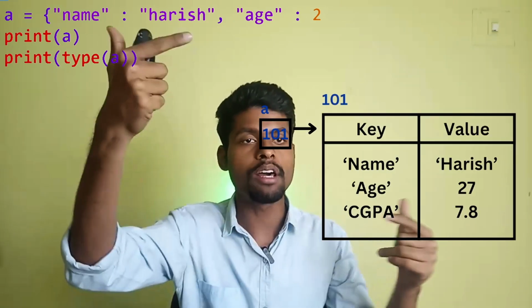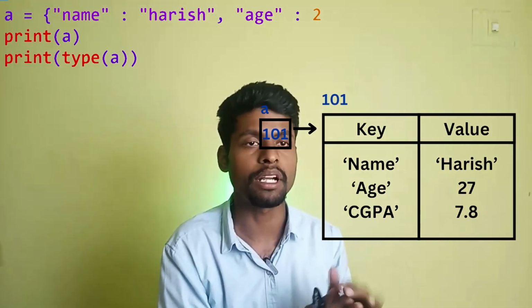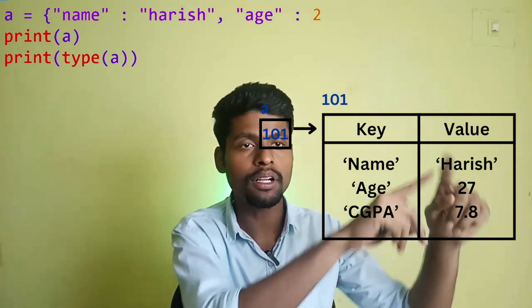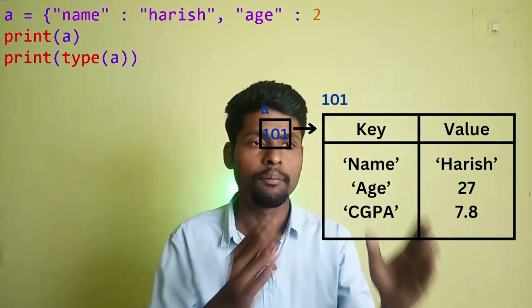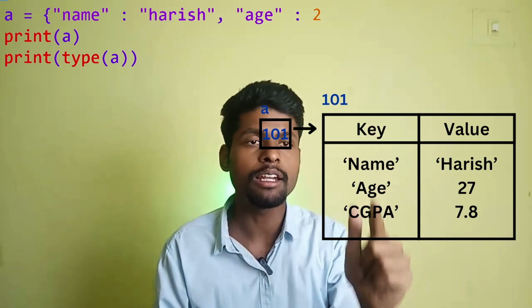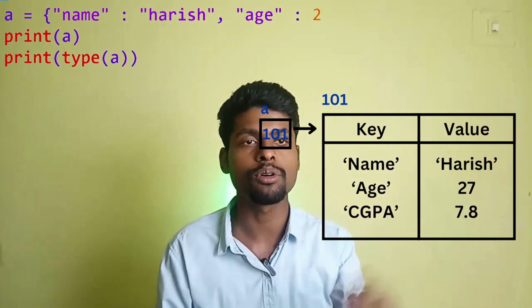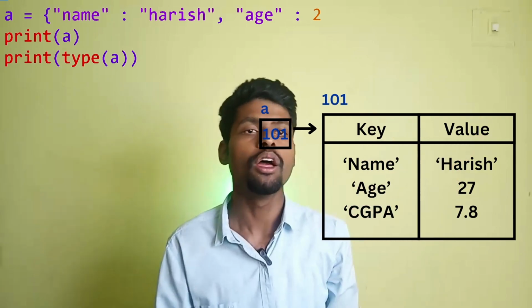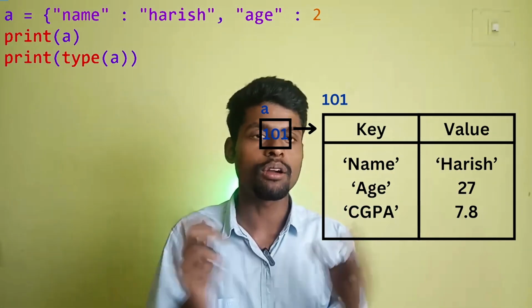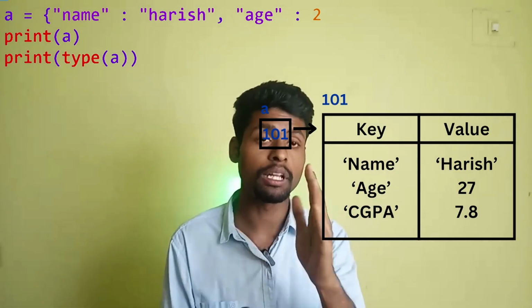This is how our dictionary values are stored in our heap segment. In the RAM, in the heap segment, this is how our key and value will be stored. The keys are stored in a specific column and the values are stored in a specific column, and based on the address, the variable A points to the dictionary. Hope I am clear. That's it on this basic data type, and that's it on data types.